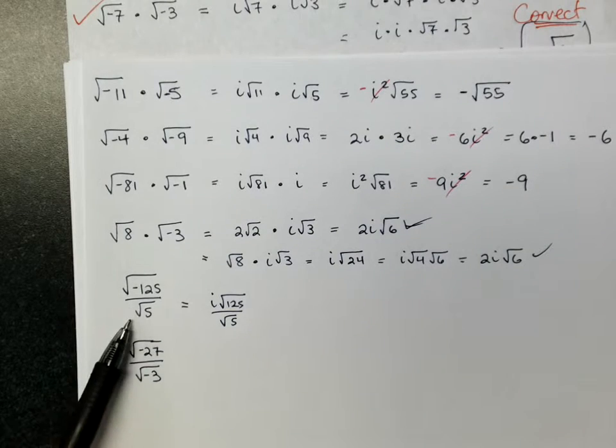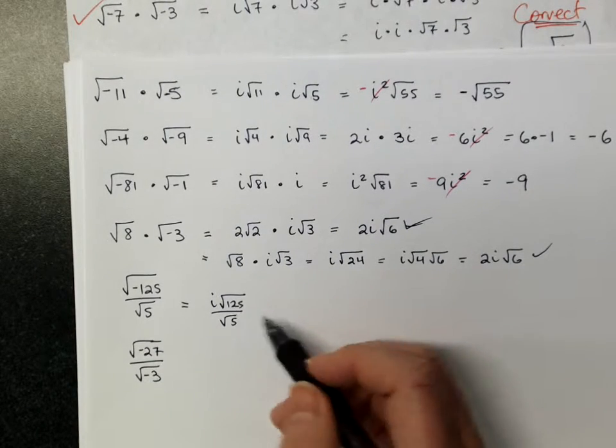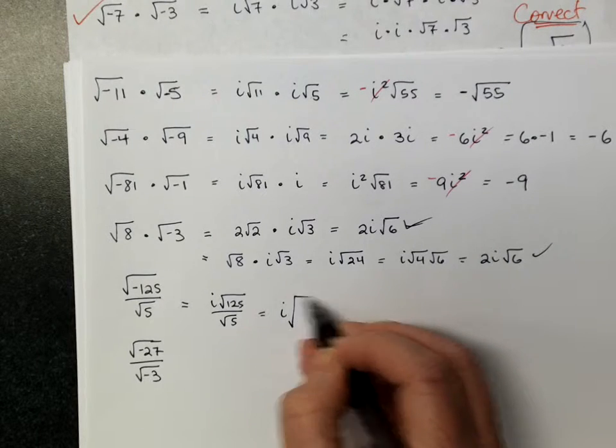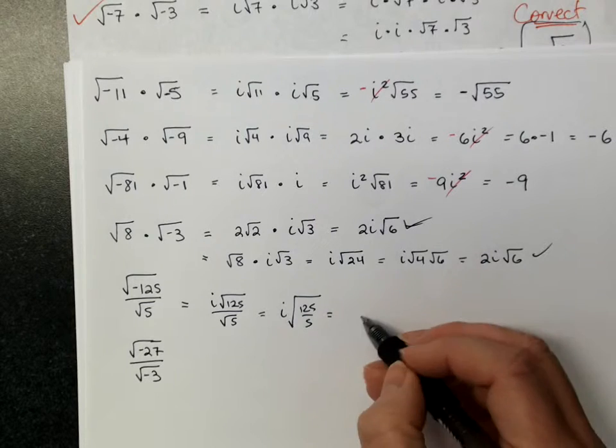The top one has an I, the bottom one doesn't. But now that that I is pulled out, I can use my quotient rule to put them under one house, and simplify what's under the house.